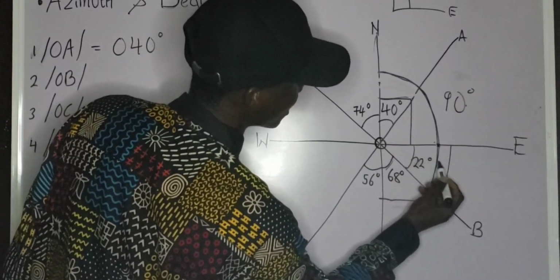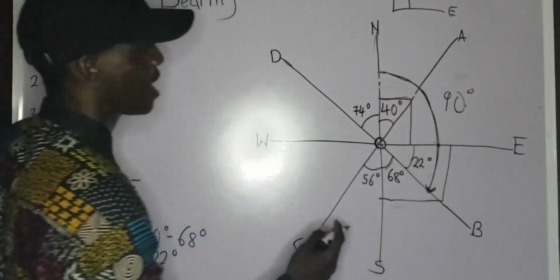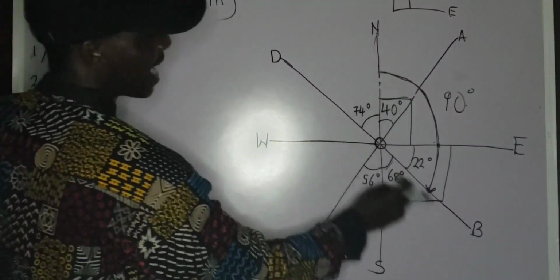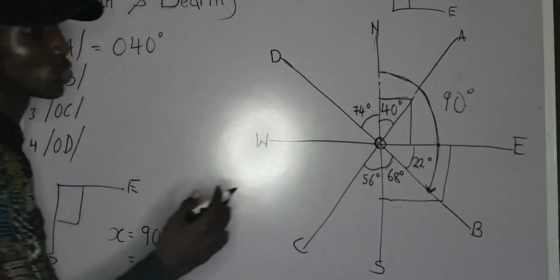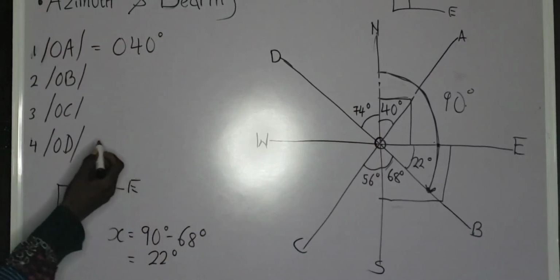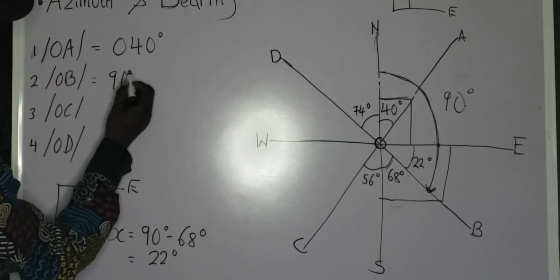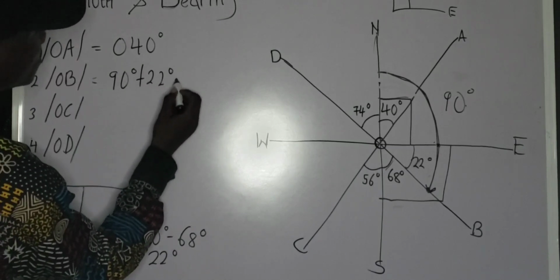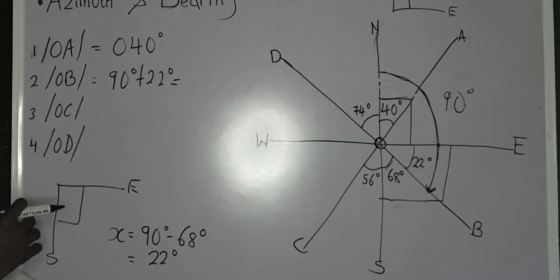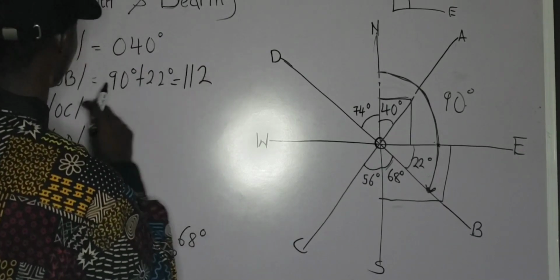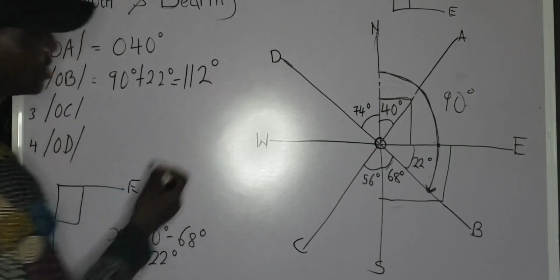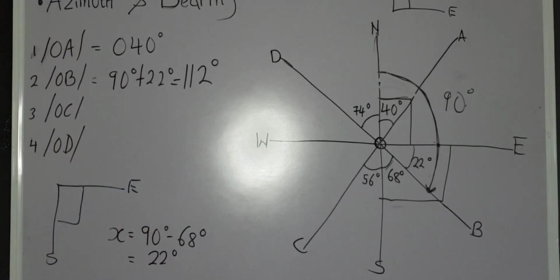The sum of angle from this point to this point is what? 22 degrees. So in order to get the total angle in between this north line and line OB, which is the azimuth of line OB, that will be what? 90 degrees plus 22 degrees. If you add 90 degrees plus 22 degrees, that is 112 degrees. So the azimuth of line OB is 112 degrees. Please, do you understand? There is no magic to this thing. Just get the concept, okay?